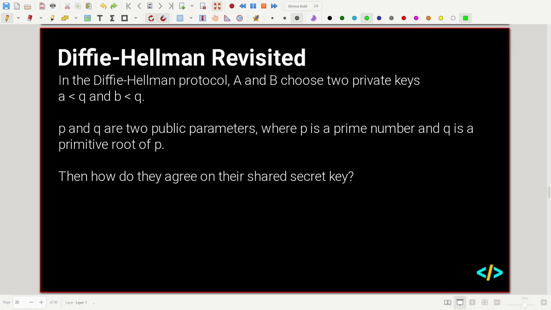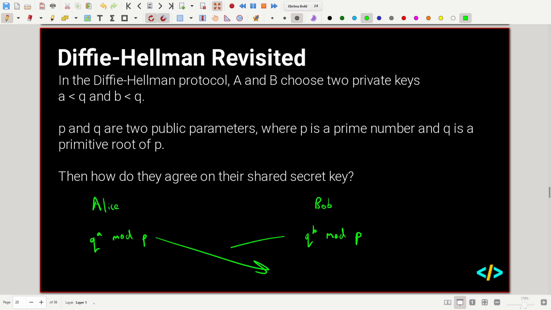Cool. Okay. Yep. Good, Ash. So, we have Alice and Bob. Good old friends. So Alice will generate her private key A. Bob will generate his private key B. And Alice will then compute Q to the power of her private key mod P. Bob will compute Q to the power of his private key mod P. And then they both share this with each other.